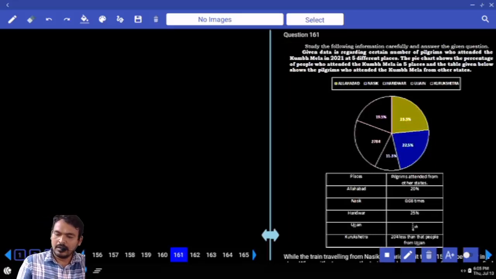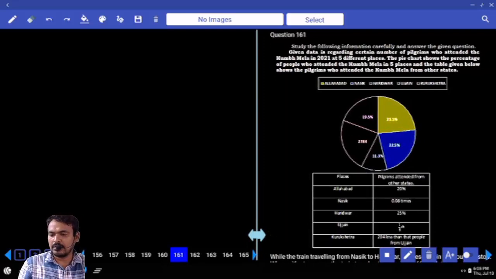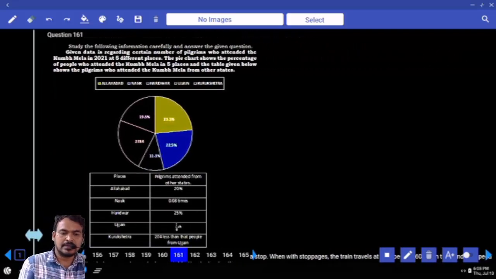First, in the pie chart, total: Allahabad, Nasik, Haridwar, Ujjain and Kurukshetra. First, all these add up to 100%. In that 100%, what percentages are completed? 23.5, 29.5.